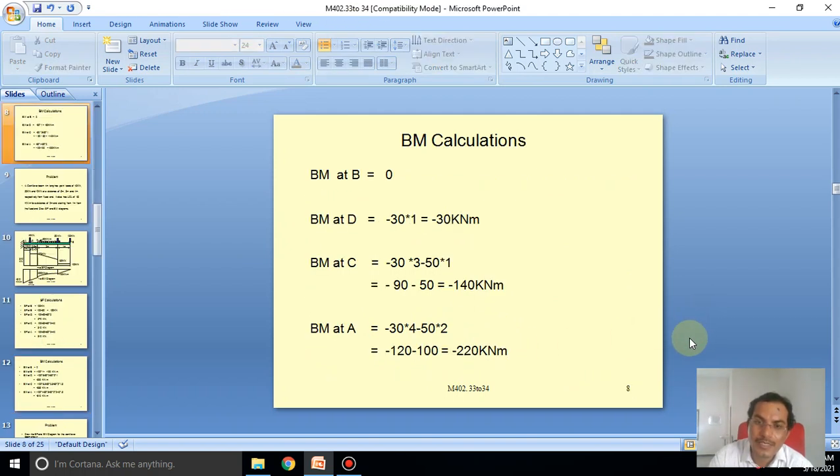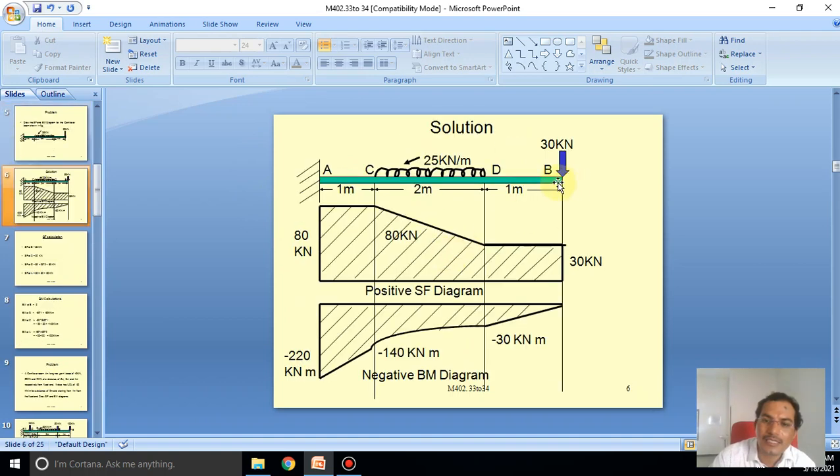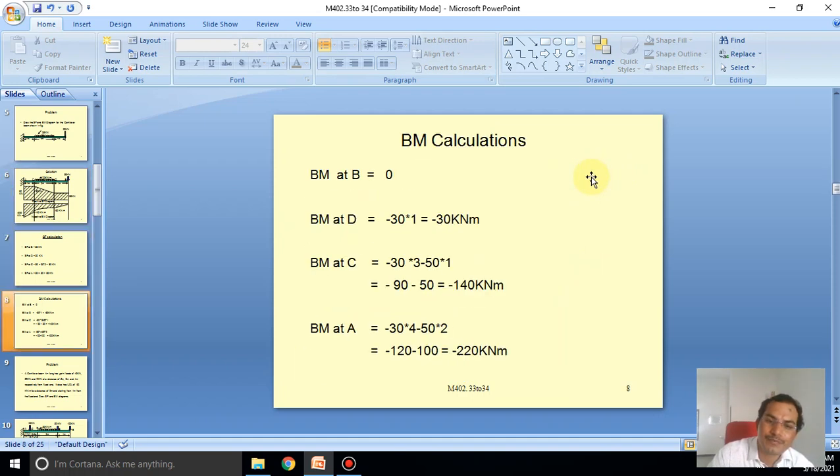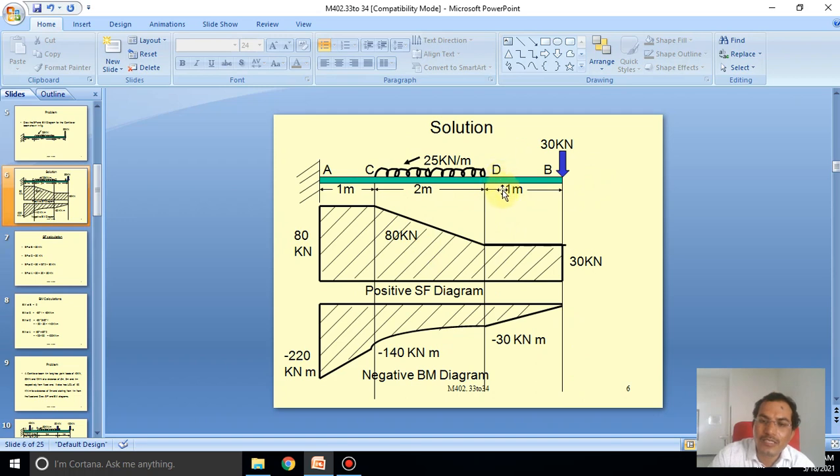And however, we also calculate the bending moment. How can we know that? Bending moment at the point of B is equal to 0. Why 0 here? In front of B there is no length, so length L is equal to 0. W into L is calculated with L equal to 0, so the total will be 0.